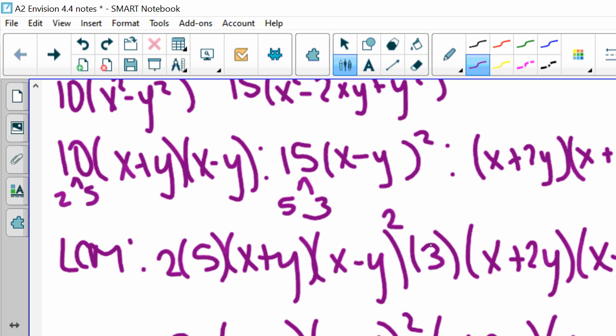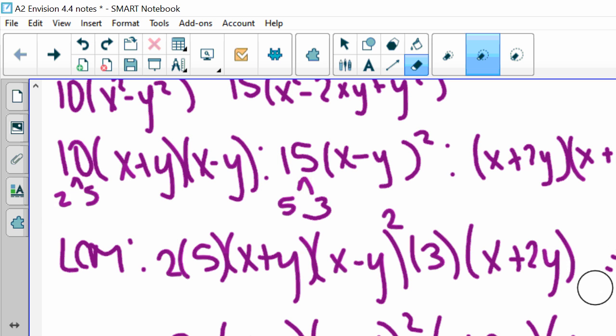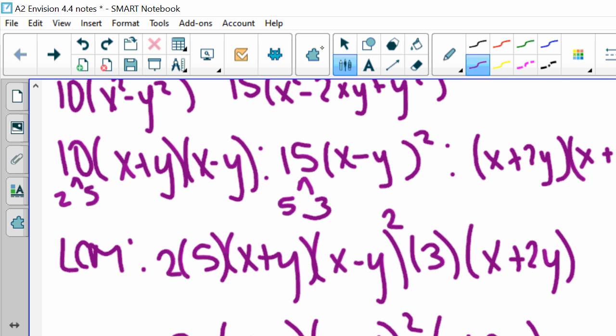So that is our, oh, sorry, I wrote down this x plus y again. I don't need that one at the end, we already had the x plus y at the front. So now that is our LCM. Okay.